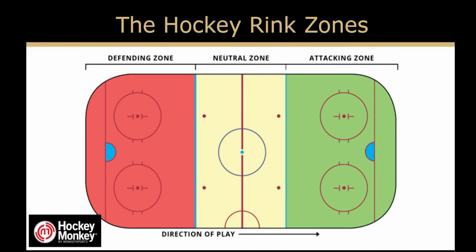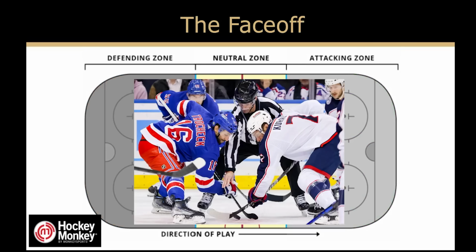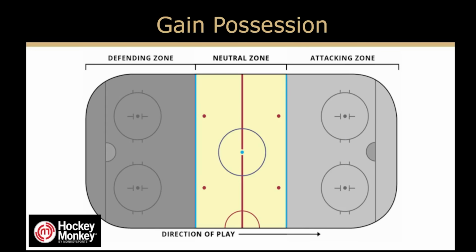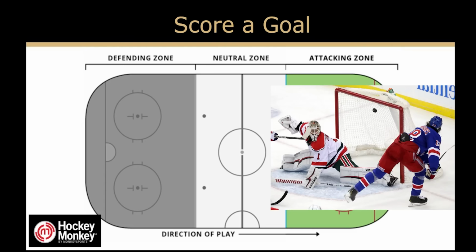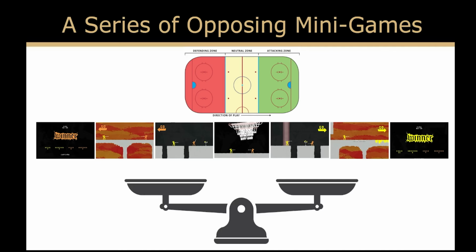So what happens in ice hockey? You start with the face-off. Someone's got possession of the puck after the face-off. Once you have possession of the puck, then your goal is to move from the neutral zone into the attacking zone. Once you're in the attacking zone, then you have to do something else. Your mission now is to score a goal in that attacking zone. If you don't score a goal, you lose possession, you're going to come back out to the neutral zone. Maybe they're going to push into your defending zone and they're going to score a goal.